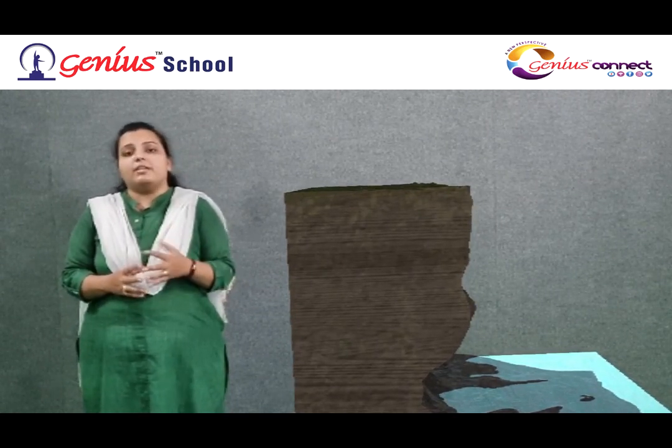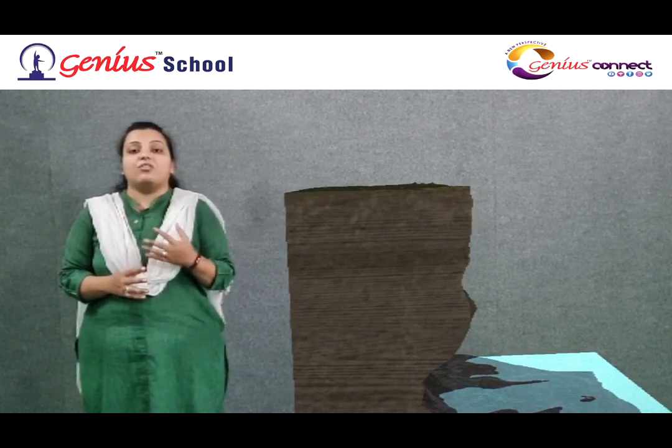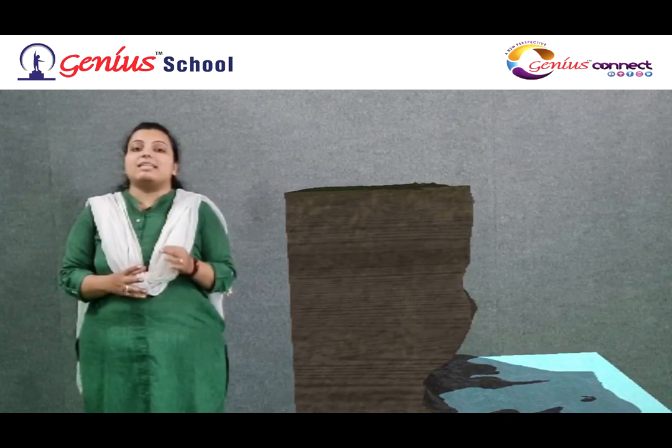So how to stop this erosion? We should grow more and more plants and trees to stop this erosion. Why? Because plants act as soil binders. Their roots will bind the soil together, because of which the soil will not blow away with the wind or flow away with the water. This is all about erosion.